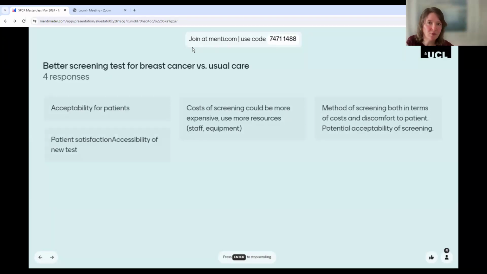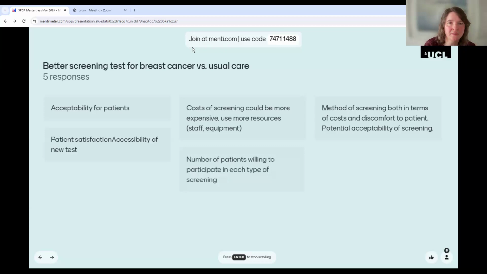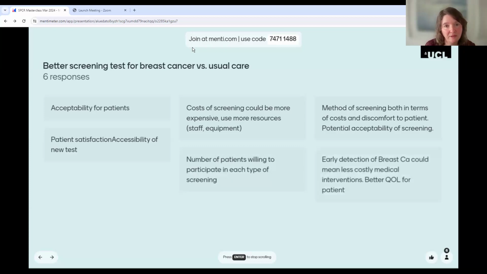Good. Lovely. Acceptability of patients. Cost of screening could be more expensive, yeah, and use more resources. Method of screening better in terms of cost and discomfort of the patient, yes. Acceptability, yes. Early detection of breast cancer can mean less costly medical intervention, yes, absolutely. Early is always good. Better quality of life over the short and long term. Well, definitely over the long term.